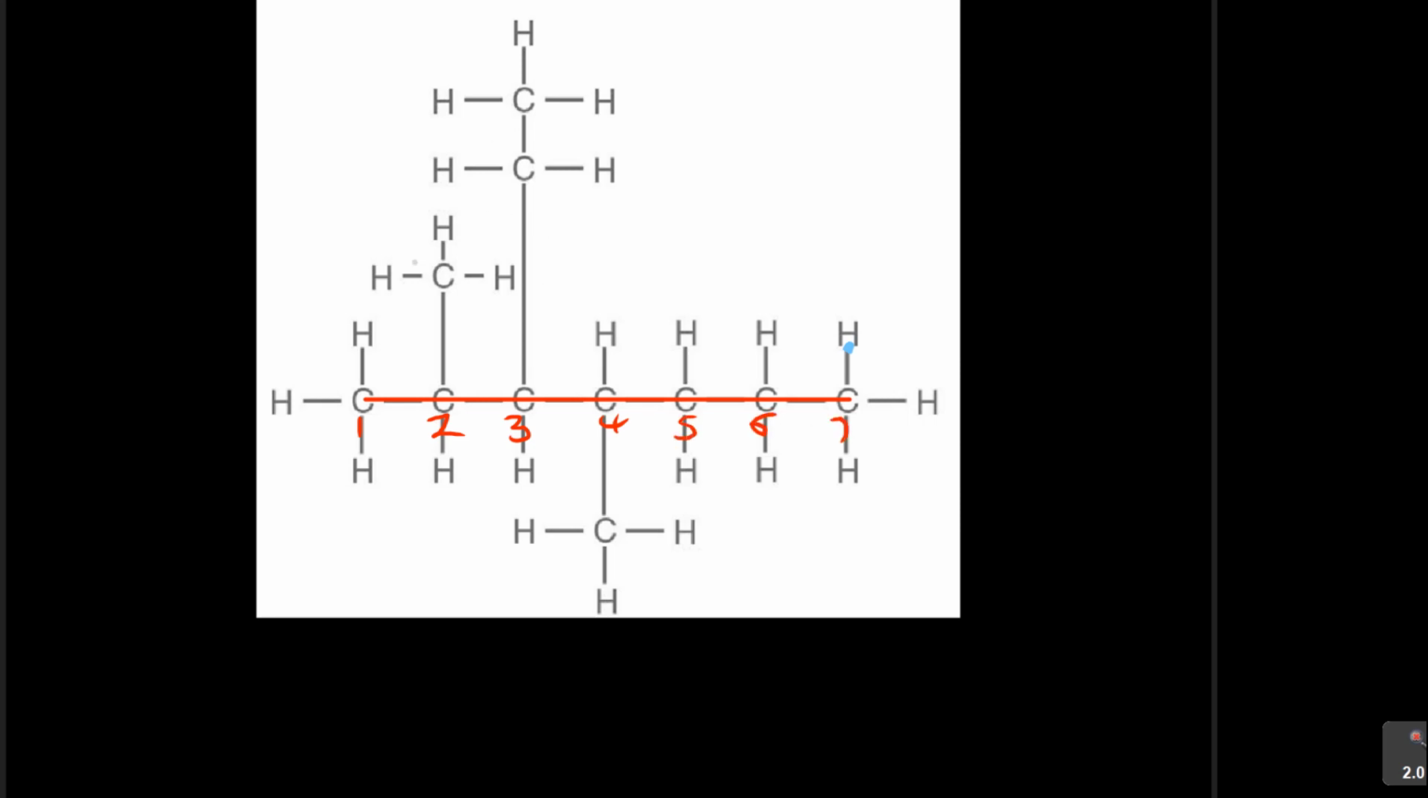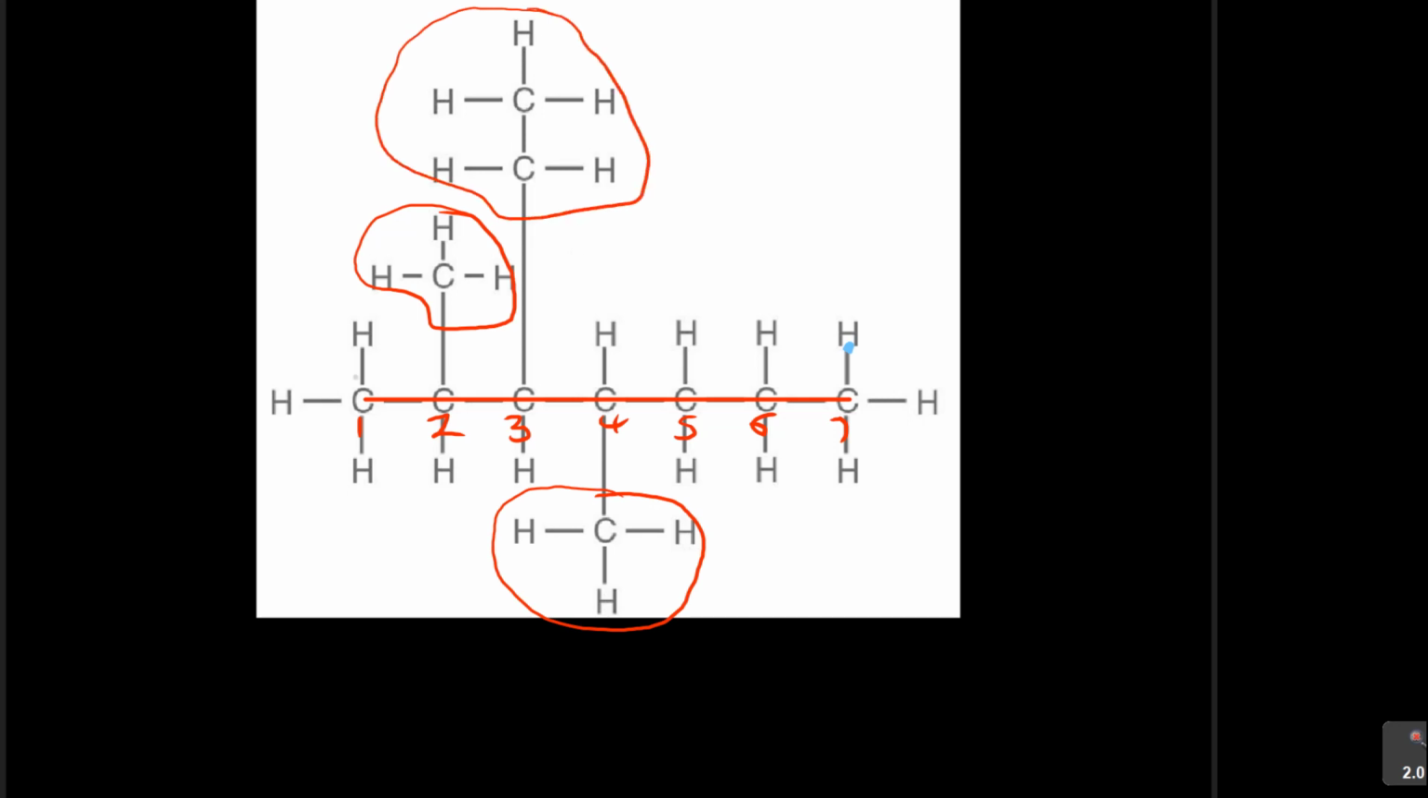Now look at the branches. You've got 3 branches now. You've got that as a branch, you have got that as a branch, and you have got this as a branch. Do you see these branches? Now what branch is this one? It's in carbon number what? In carbon number 3. So in carbon number 3 you have got an ethyl branch. Why? You'll see why I'm calling it. In carbon number 2 it's a methyl branch. Why? You'll see that. In carbon number 4 you have got an ethyl branch.